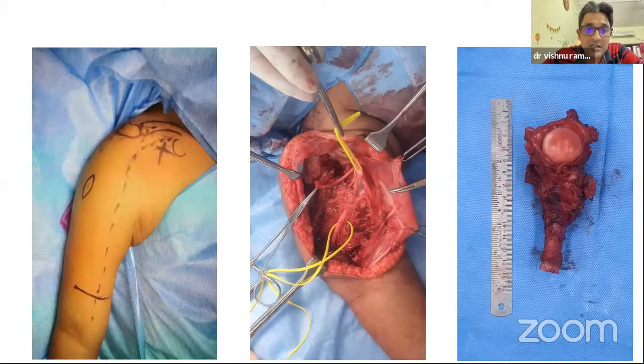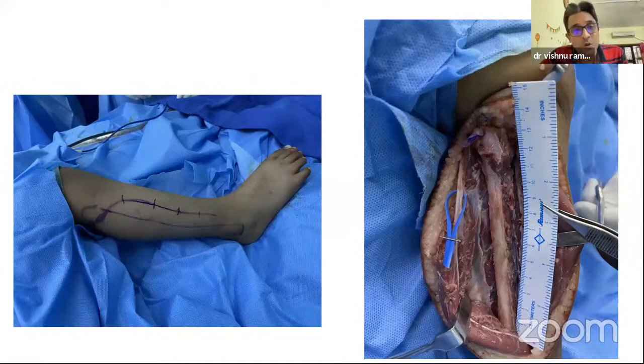We have saved the musculocutaneous nerve. This is the median nerve. You can see the radial nerve, and this is the resected specimen. Next. Now in this, the variation that we used is that, because the child is very small, the epiphyseal vessel is going to be really small.